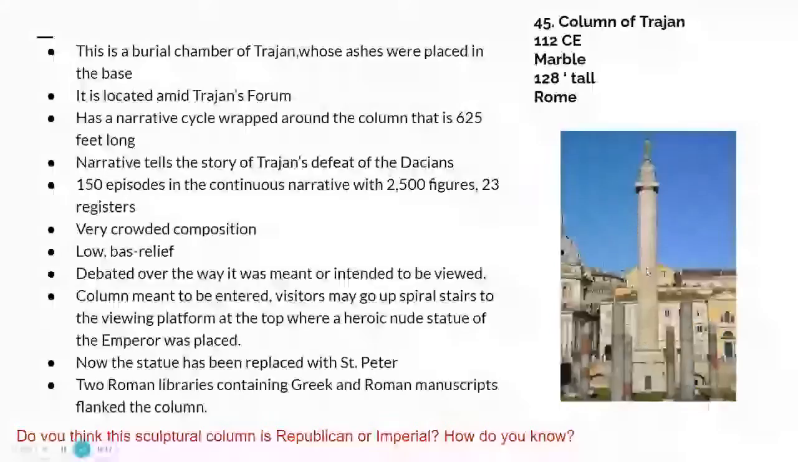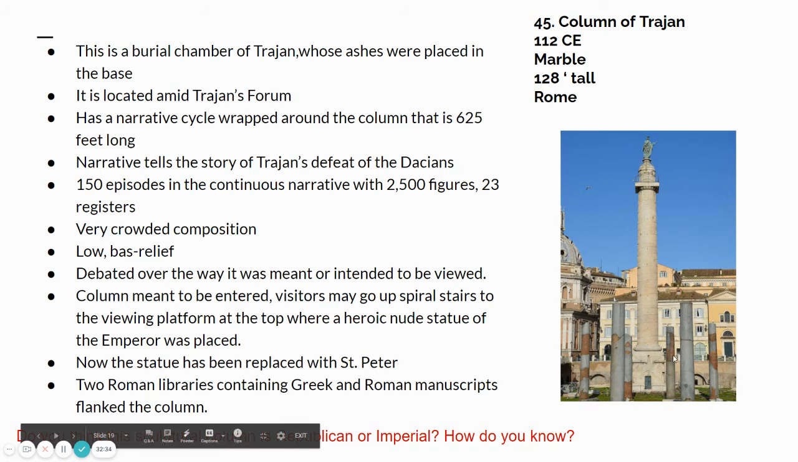It's 150 episodes, and so that's what I mean by scenes, okay? 150 scenes within a continuous narrative. And there's over 2,500 figures, and then there's 23 registers. So the registers are these spaces. If I were to count upward, from line to line, that would be 23 registers. And then within the registers, there's scenes, but they're also called episodes, okay?